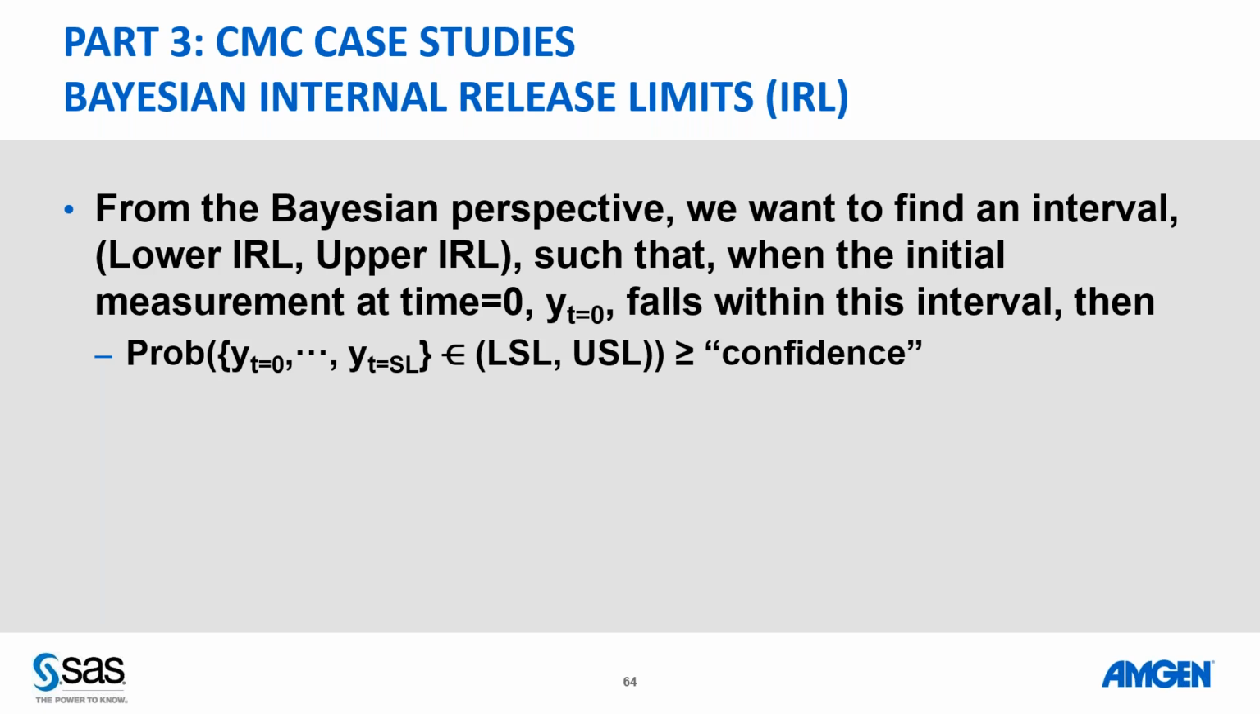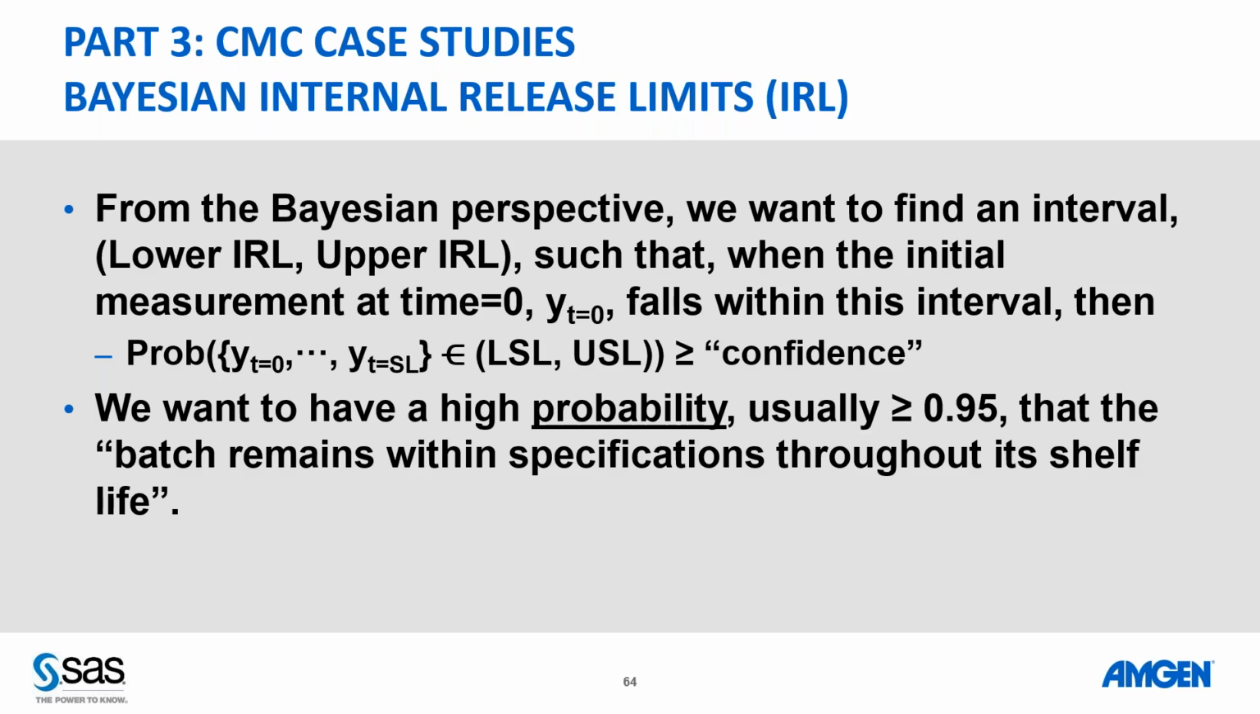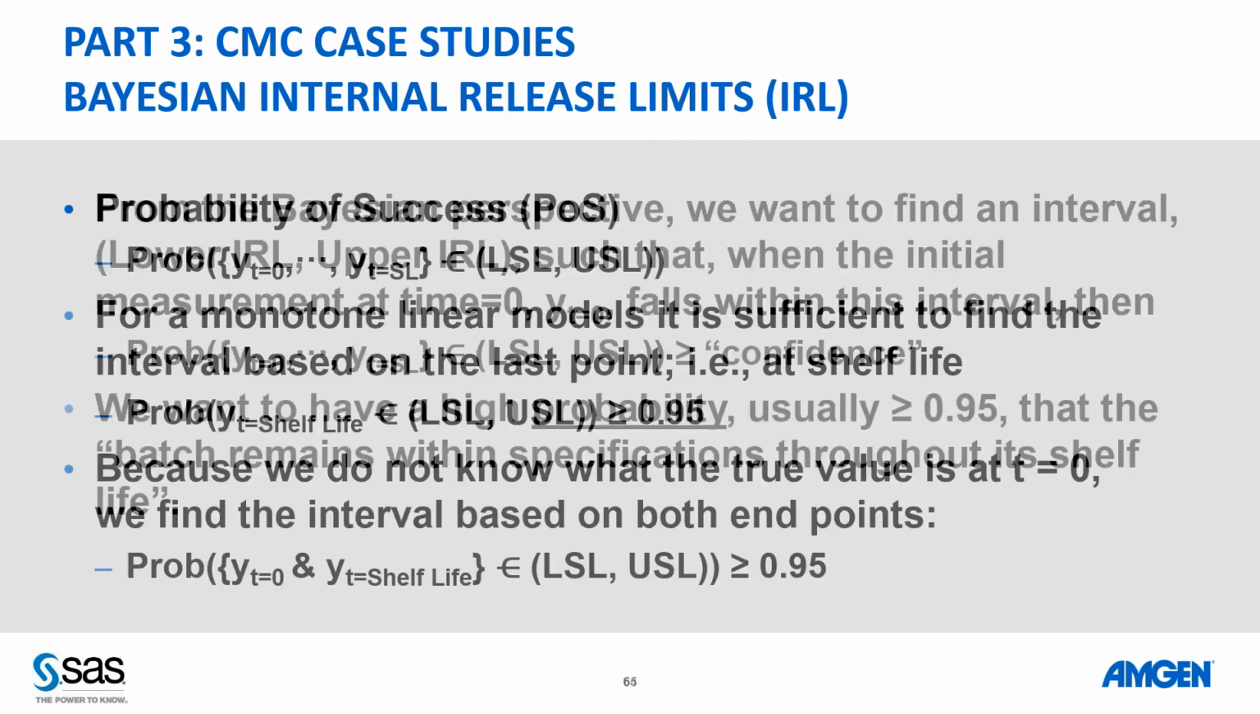And we put confidence here because that's the way we will think of it if we're frequentist, but it's a probability from the Bayesian point of view. So we want to have a high probability, 95%, that the batch is going to be within those lower and upper specifications at time 48 if they're within the internal release limit at time 0.